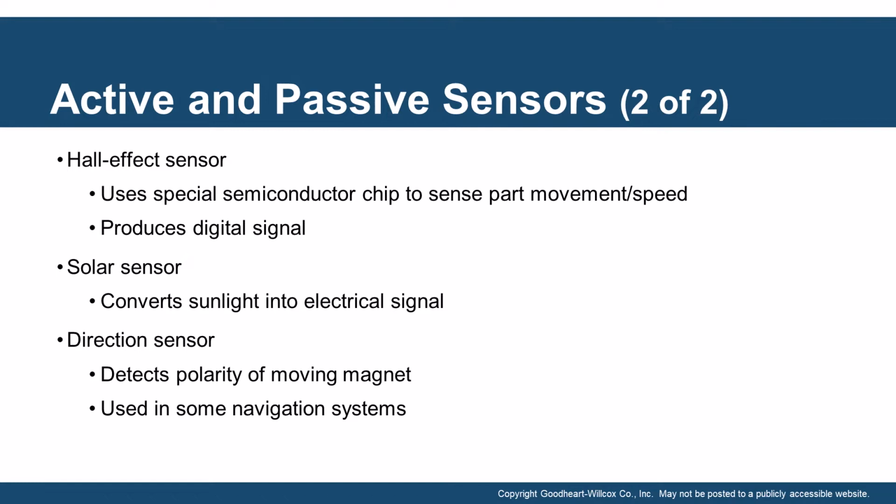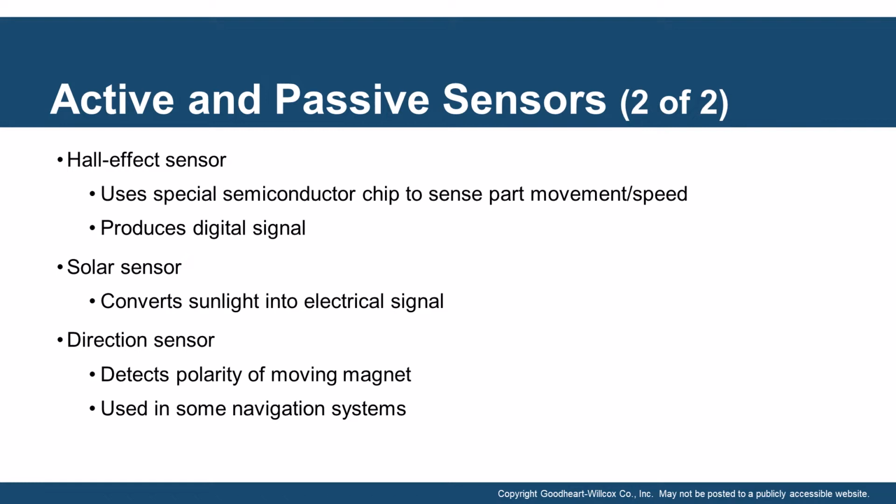These sensors are used to convert sunlight into electrical signals. These are often used on vehicles that have usually higher end HVAC systems that can actually control the amount of cold air being diverted to one side of the vehicle or the other.